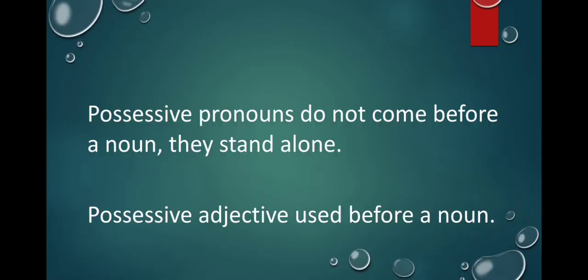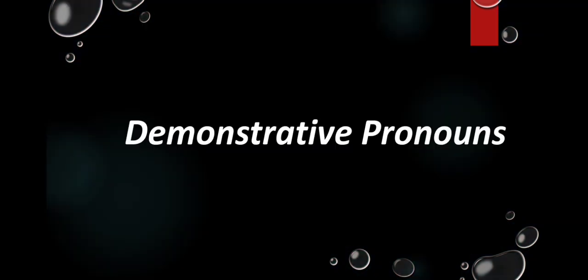Now let's see one more difference by which you can differentiate between a possessive pronoun and a possessive adjective. Possessive pronouns do not come before a noun, they stand alone. A possessive adjective is used before a noun. Now let's move on to demonstrative pronouns.